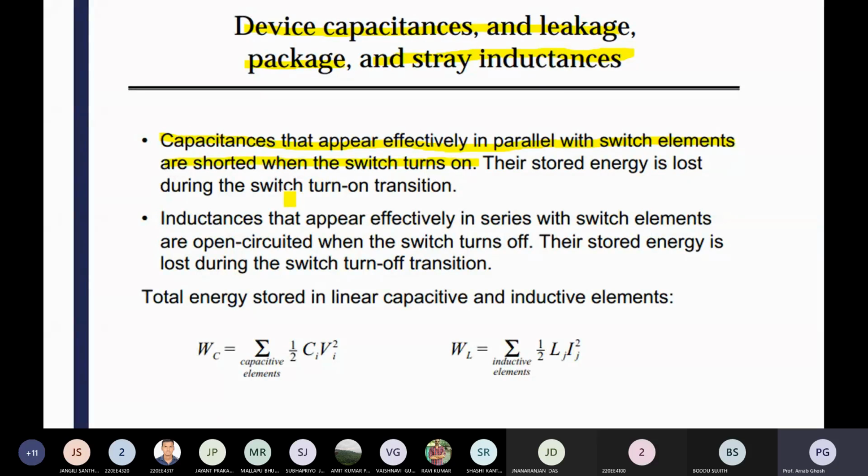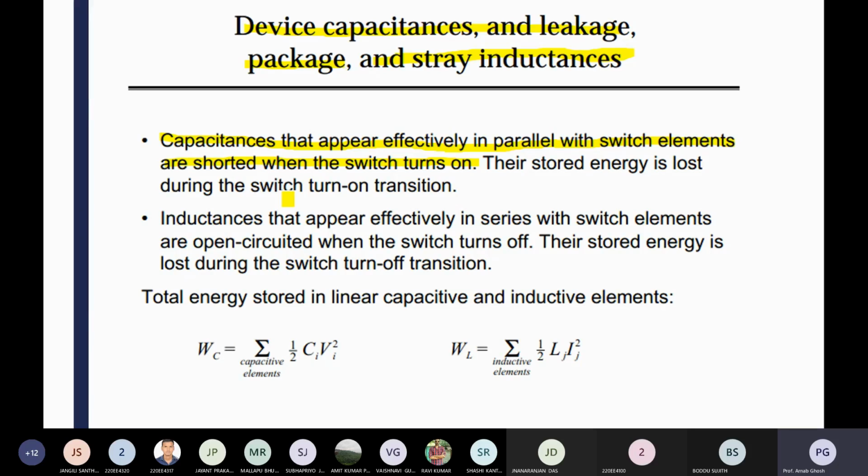Definitely, as I told you about the switch element, you can observe a capacitive component over here. It is an inherent property of the switch, because a lot of doping films are used, and in between two doping films you can observe some capacitive activity, because some charge is stored over there. The stored energy is lost during the switch turn-on transition. So that energy is going to be lost.